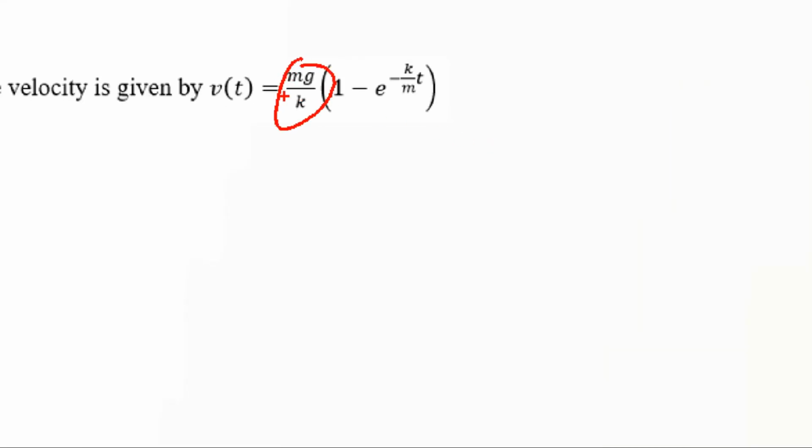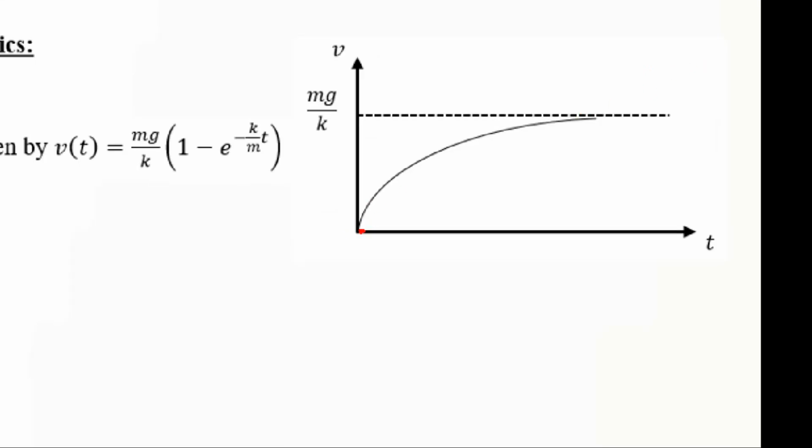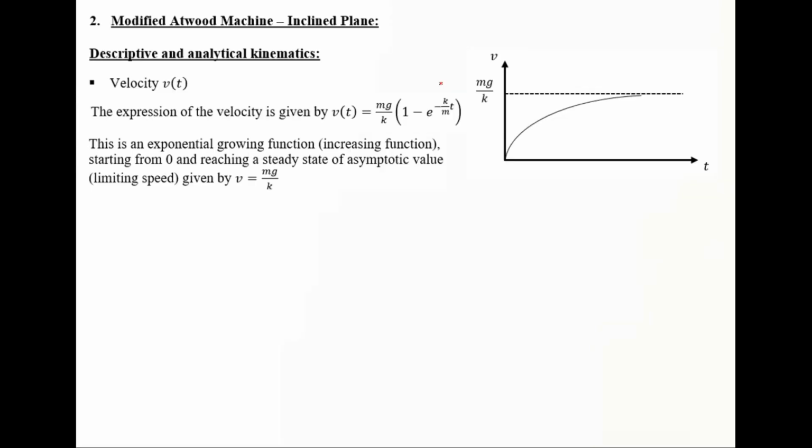Now, what about the descriptive and the analytical kinematics? The velocity is given by the following expression. Remember that we started from zero initial velocity. The velocity started increasing, reaching a terminal velocity or a steady state given by mg divided by k. We expect that the graph of such a function would be like this: a zero initial velocity, and an asymptotic value given by mg divided by k. So we say this is an exponentially growing function, an increasing function starting from zero and reaching a steady state of asymptotic value, the limiting speed given by mg divided by k.